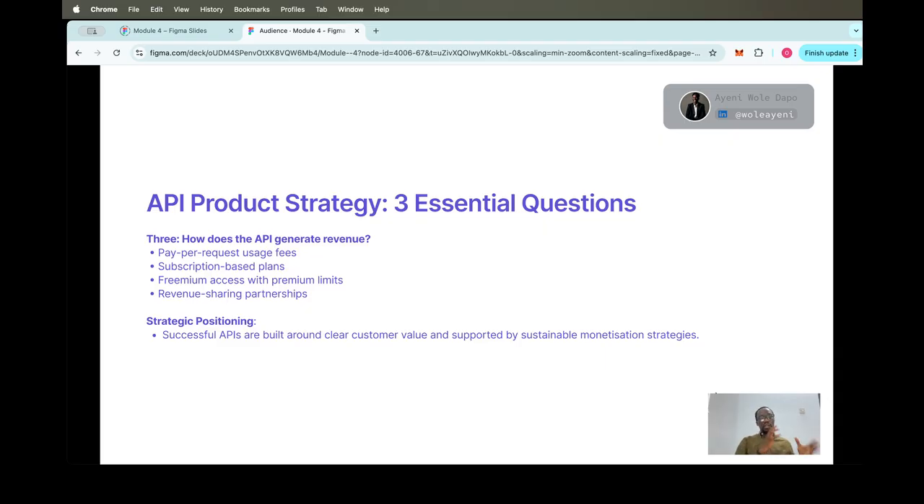Lastly, you need to be able to answer the question, how do we monetize it? There are several common ways APIs are being monetized today. We have pay as you go, which is basically pay per request usage. We also have the subscription model. We have the freemium access. The way freemium works is you give certain access, and some people make it time based and some people make it request based, depending on the industry. We can look at that at a later time. And we also have a revenue sharing approach.